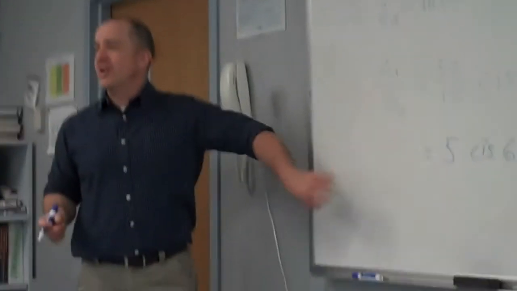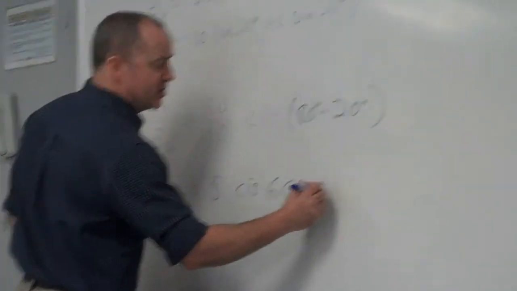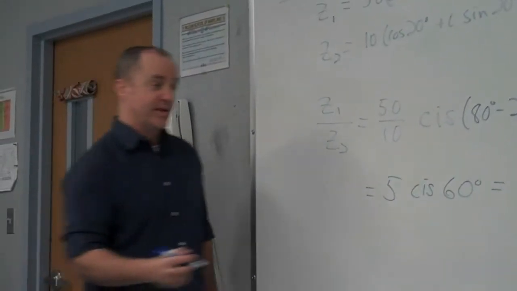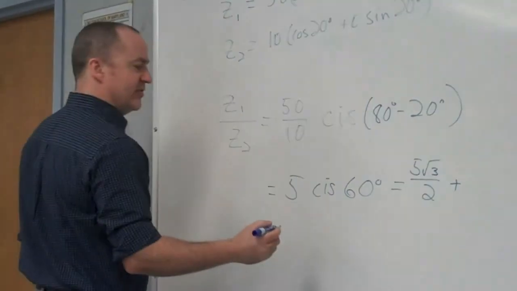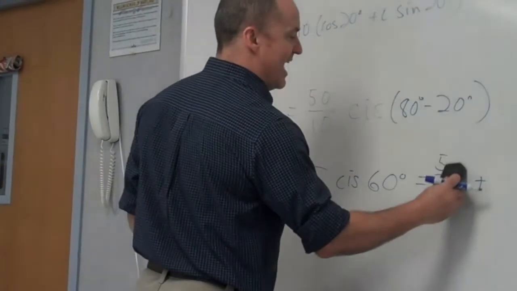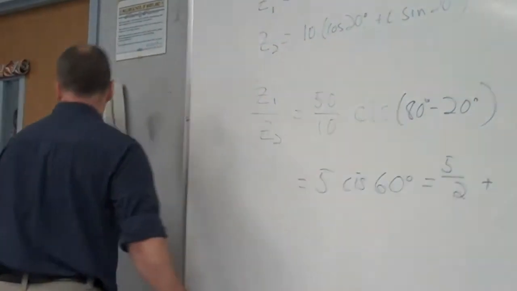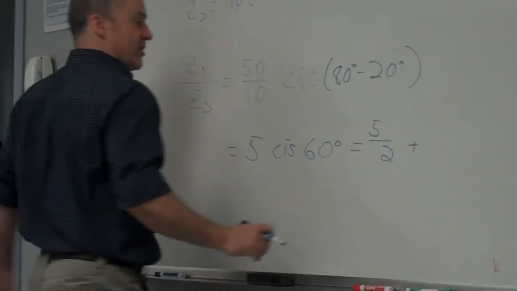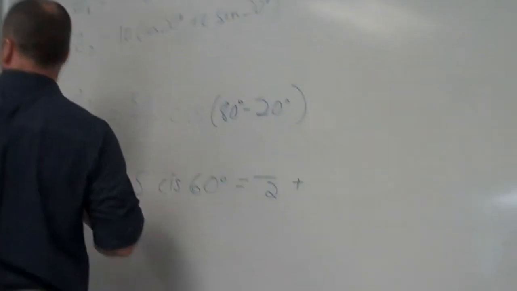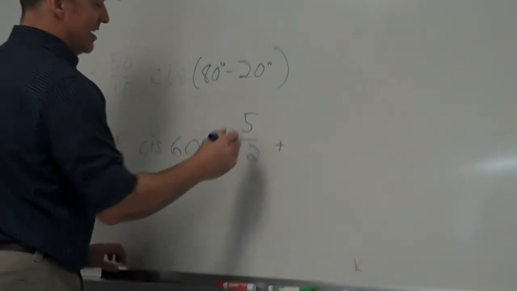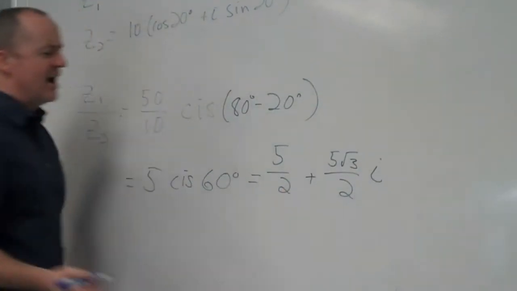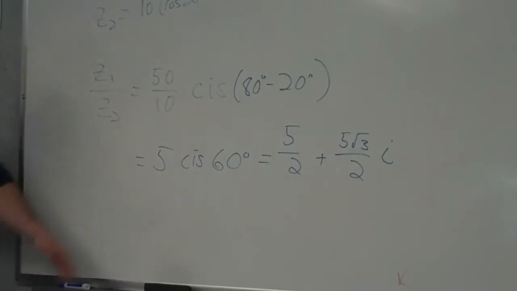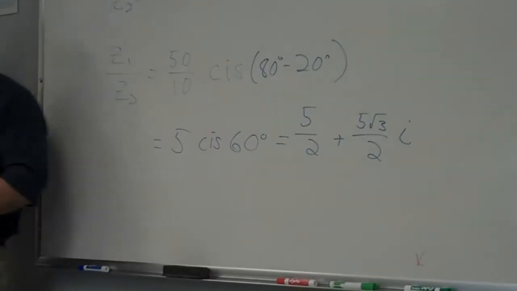Incidentally, this is a totally fair non-calculator conversion problem because you should know the cosine of 60. It's root 3 over 2. No, the cosine of 60 is 1/2. You guys should have been correcting me a lot faster on that. So that should be 5/2 plus 5 root 3 over 2 i. Do I have the cosine and the sine correct for 60 degrees? Yeah. I know they're both positive because 60 degrees is in quadrant 1.